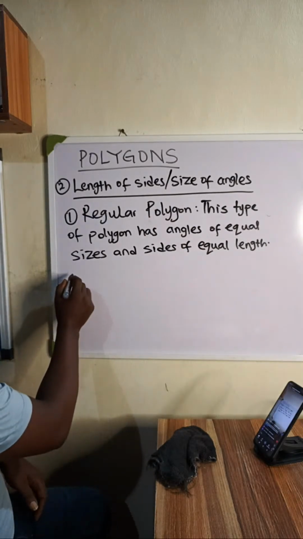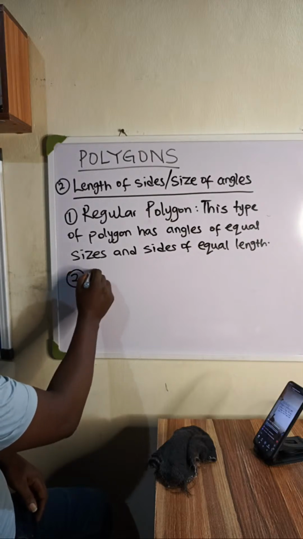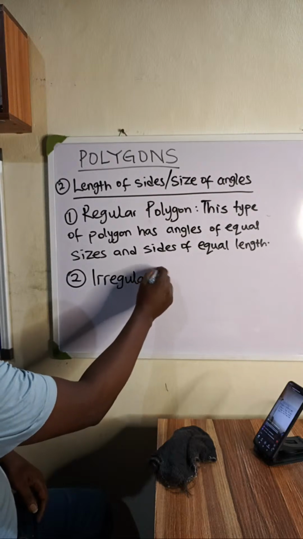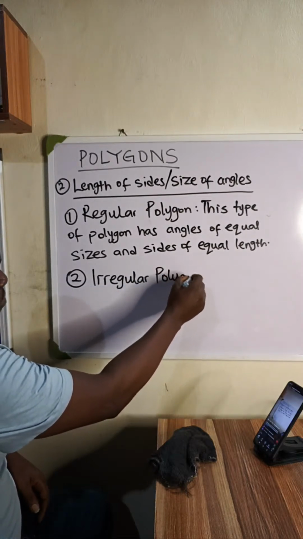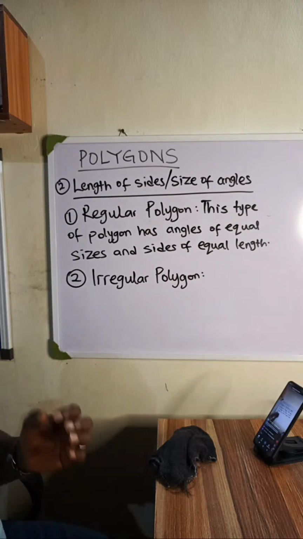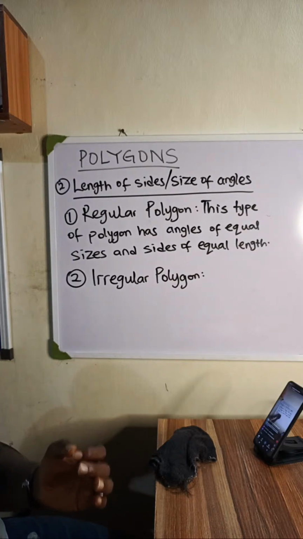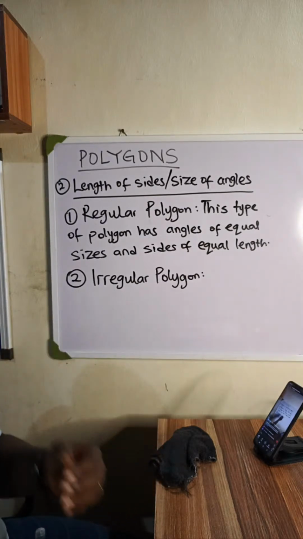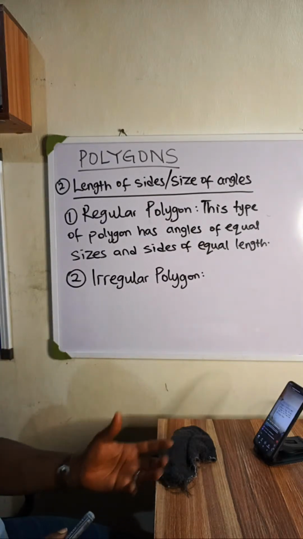Okay, so the next one, number 2, is irregular polygon. An irregular polygon is a polygon that does not have equal length of sides and equal size of angles.